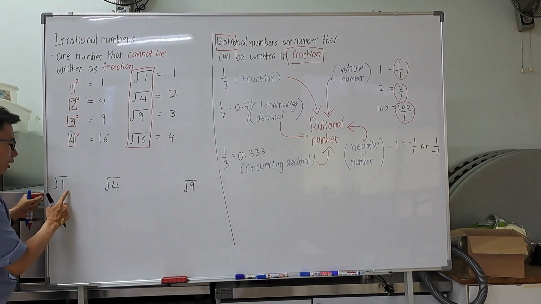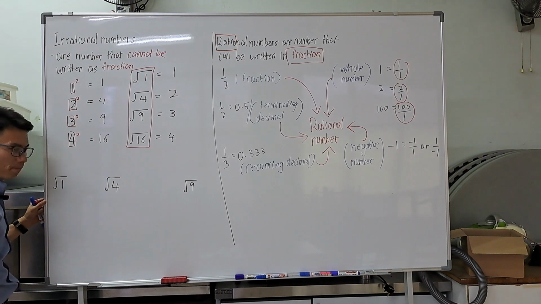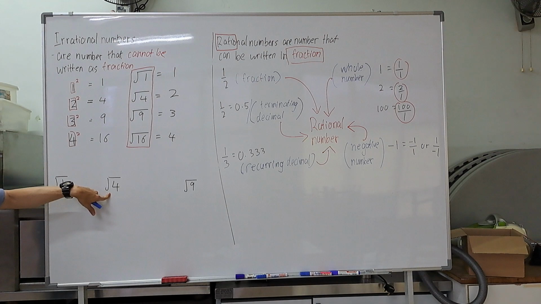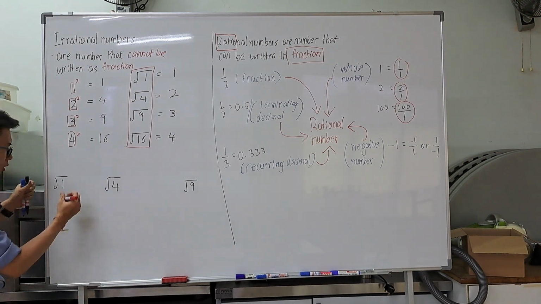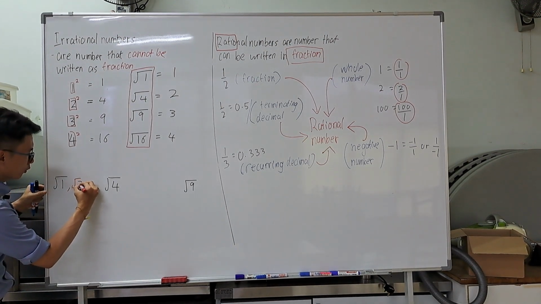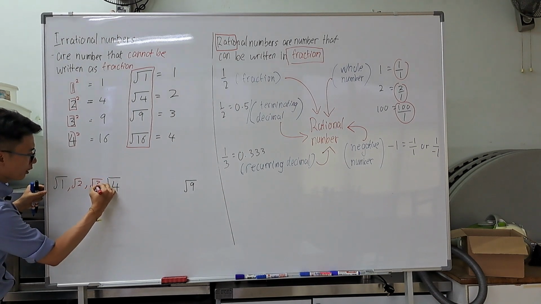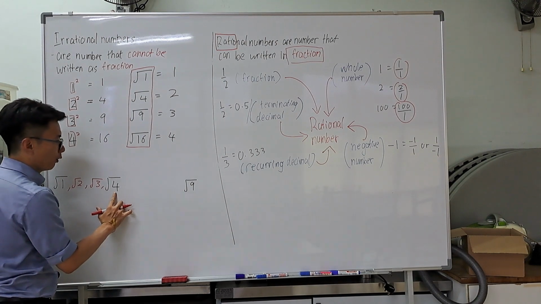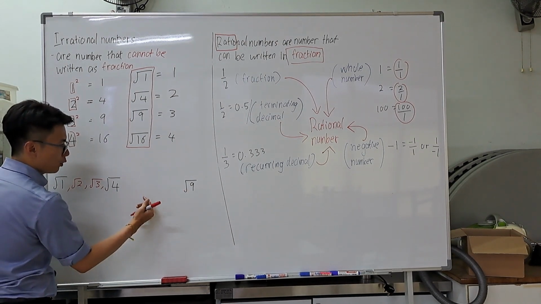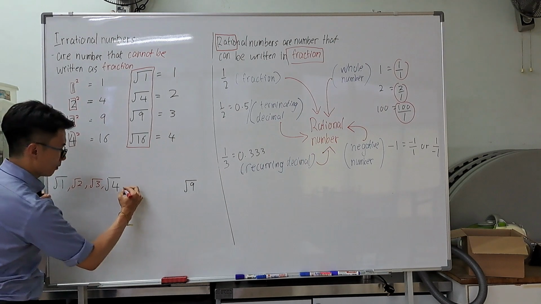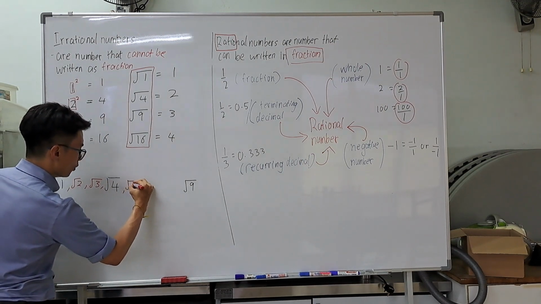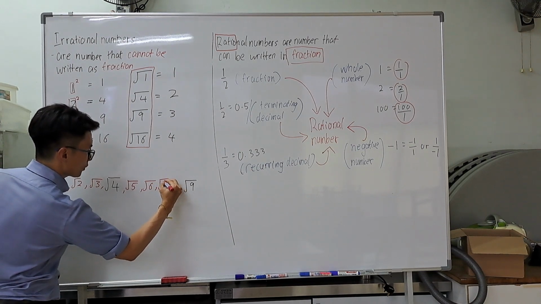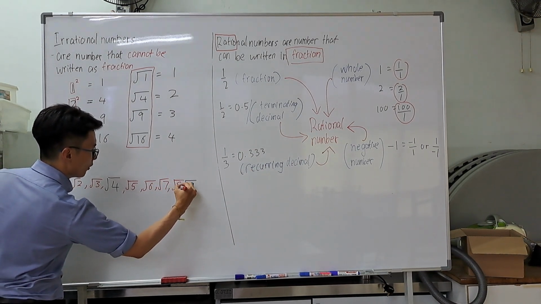Now, try to take a look at this number line. If I have square root of 1 over here and square root of 4 over here, which means square root of 2 and square root of 3 exist. Same thing over here, from square root of 4 to square root of 9. What do you think are the missing numbers in between? It will be square root of 5, square root of 6, square root of 7, and square root of 8.